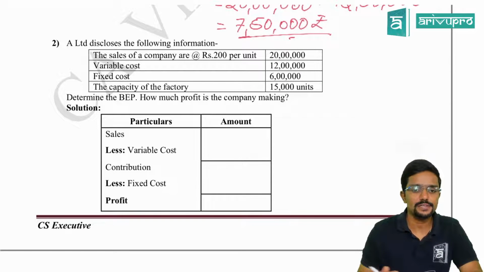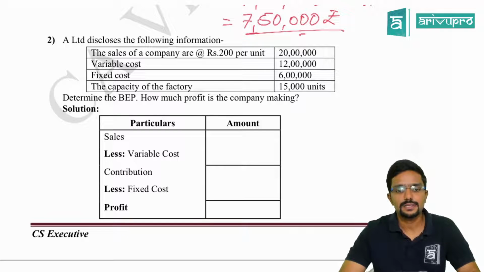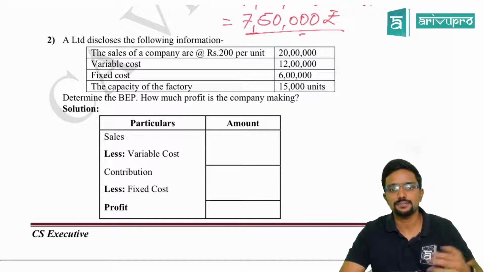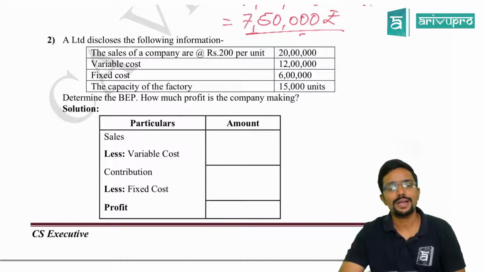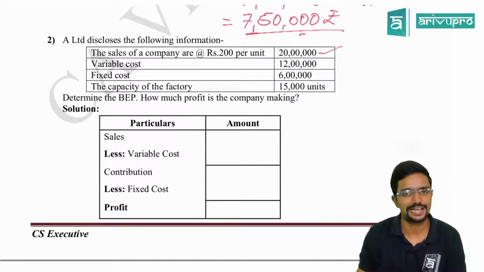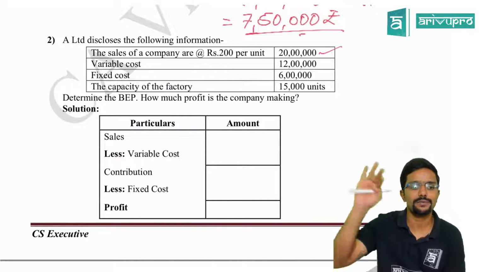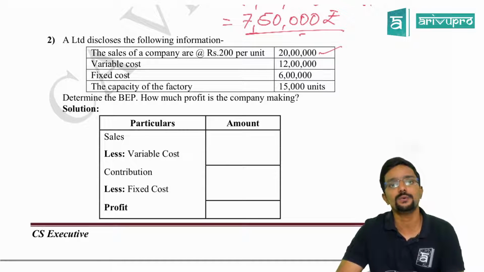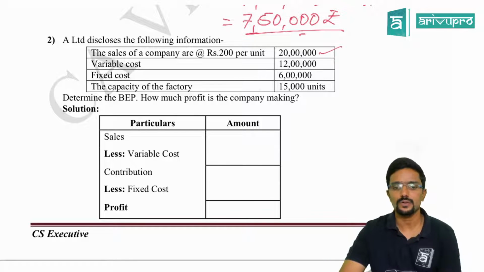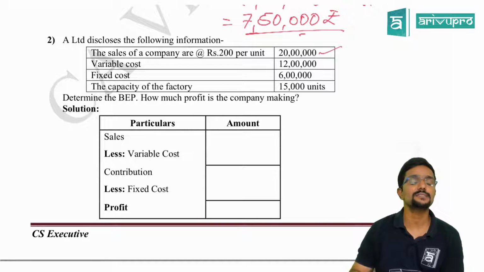Yeah, next question, guys. A Limited discloses the following information. The sales of the company are rupees 200 per unit. That is, selling price per unit is 200. Sales is 20 lakh rupees, guys. If I want to calculate units sold, I can do it. 20 lakh divided by 200, you will get how many units are sold. Variable cost is 12 lakh. Fixed cost is 6 lakh. The capacity of the factory is 15,000 units.